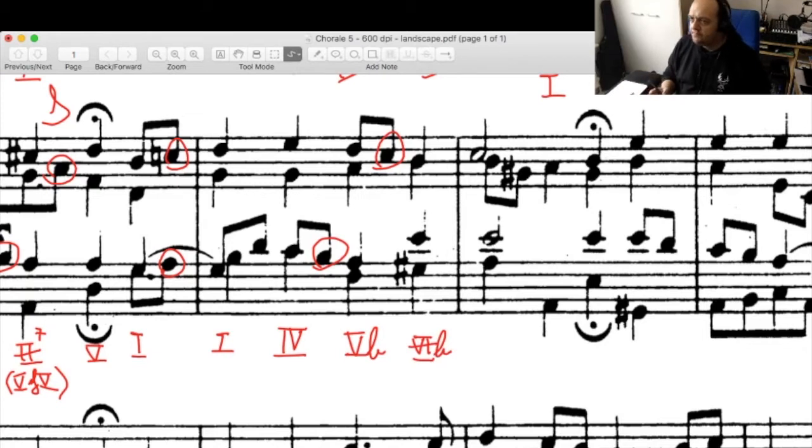Functioning as 5 of 2. Yeah. 5 of 2. Does it behave as a 5 of 2? Yes, because I have A minor here.